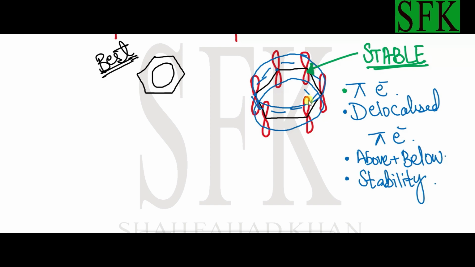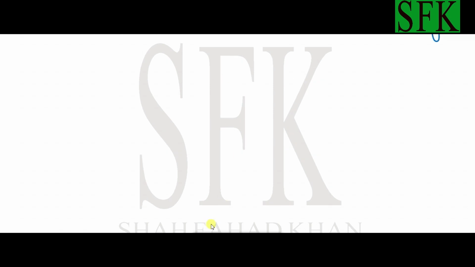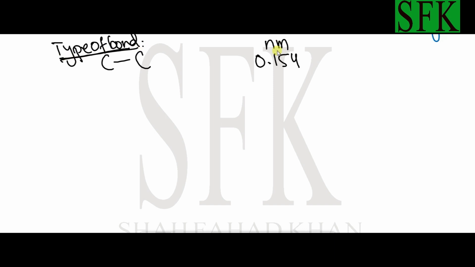Okay, now let's compare the bond lengths of carbon-carbon bonds. The carbon-carbon single bond has a bond length of 0.154. Over here the bond lengths are given in nanometers. I'm writing the type of bond on one side and the bond length in nanometers on the other side. Carbon-carbon single bond is 0.154 nanometer in an alkane.